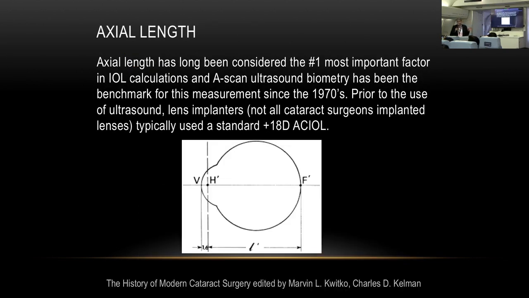The axial length itself, that part of biometry, has long been considered the most important measurement that we can get on a patient. And we've been using A-scan biometry since about the 1970s. Prior to using ultrasound to measure axial length, lens implanters, and it's important to distinguish that not all cataract surgeons were actually implanting lenses, would typically just use a standard plus 18 diopter IOL in everybody. I think we can all agree that not everybody is average, and maybe a plus 18 worked for a lot of people, but it's like a bell curve. It didn't work for half on either end. So there were a lot of unhappy people in spite of using this plus 18 across the board.